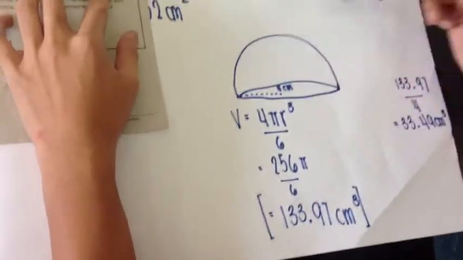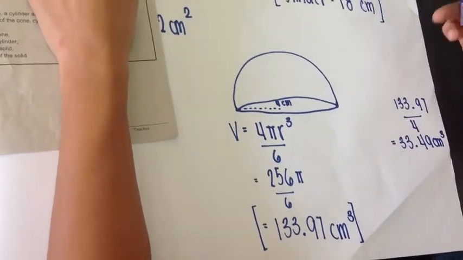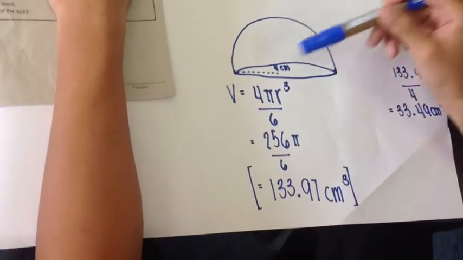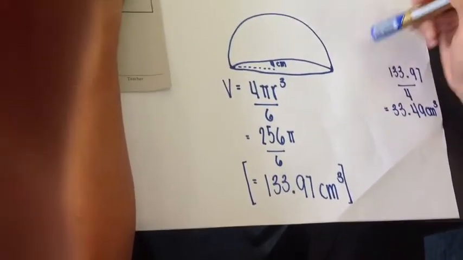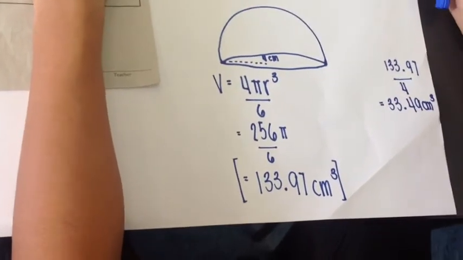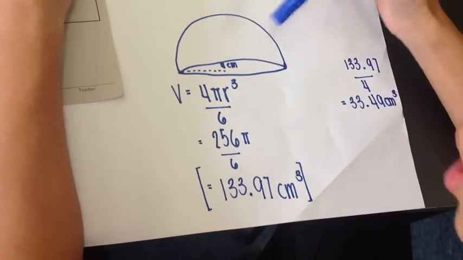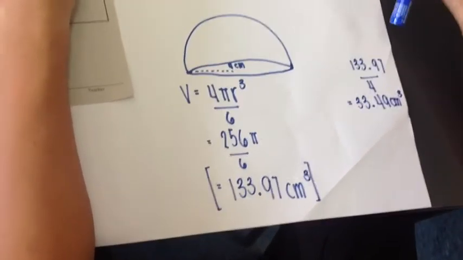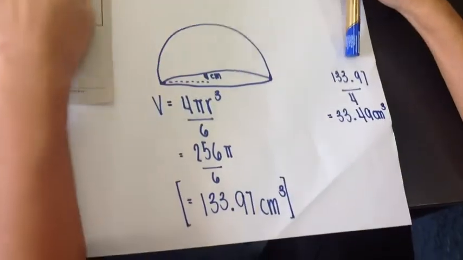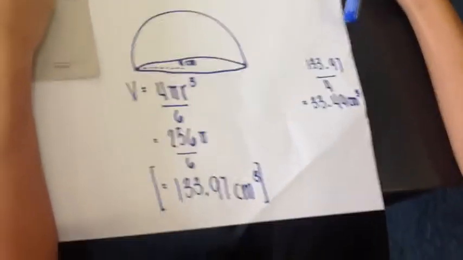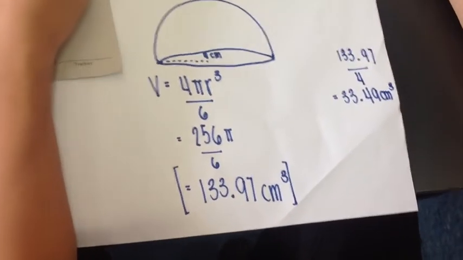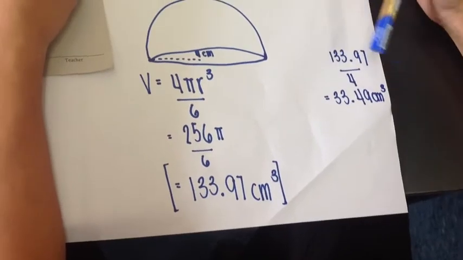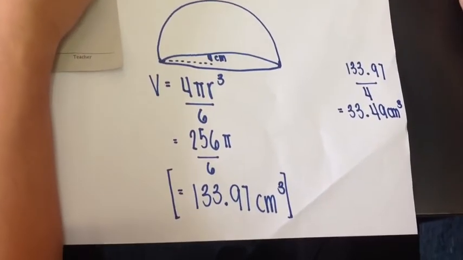So this is the hemisphere, and to solve the volume is 4 pi r cubed divided by 6. So 4 cubed times 4 is 256 pi, divided by 6. So the volume of the hemisphere is 133.97 cm cubed. But they're not asking for that. We're basically trying to get the ratio 1 so we can easily solve all the problems. Since the ratio of the hemisphere is 4, we divide 133.97 by 4. So it's 33.49 cm cubed per ratio of 1.